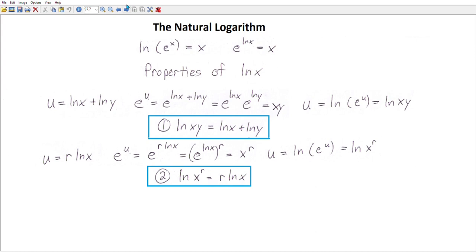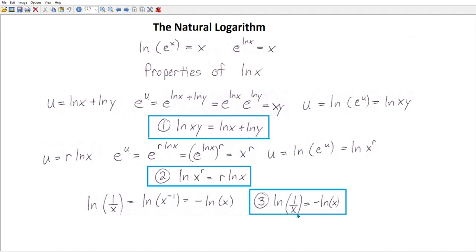Now, we can use 1 and 2 to establish two other properties. The log of 1 over x can be written as the log of x to the minus 1, and according to these rules, that's going to be minus 1 log x, or just minus log x. So we get property 3. The log of 1 over x is minus the log of x.